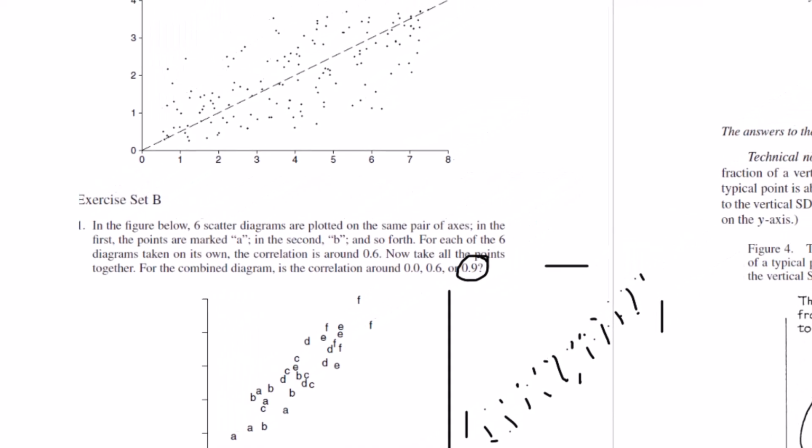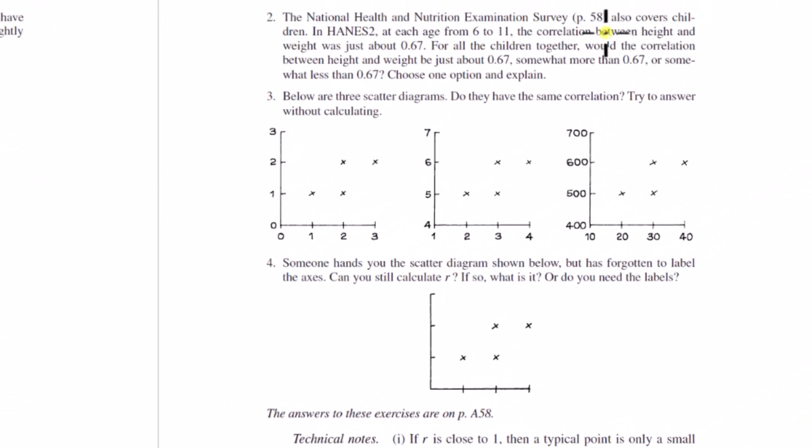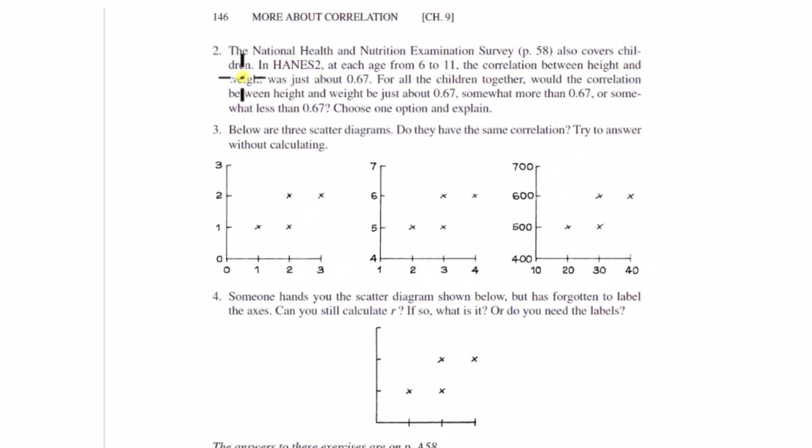The National Health and Nutrition Examination Survey on page 58 also covers children. In HANES 2, at each age from 6 to 11, the correlation between height and weight was just about 0.67. For all the children together, would the correlation between height and weight be just about 0.67, somewhat more than 0.67, or somewhat less? Well, this is similar to the previous example. We would just expect the full graph for all ages to extend this graph.